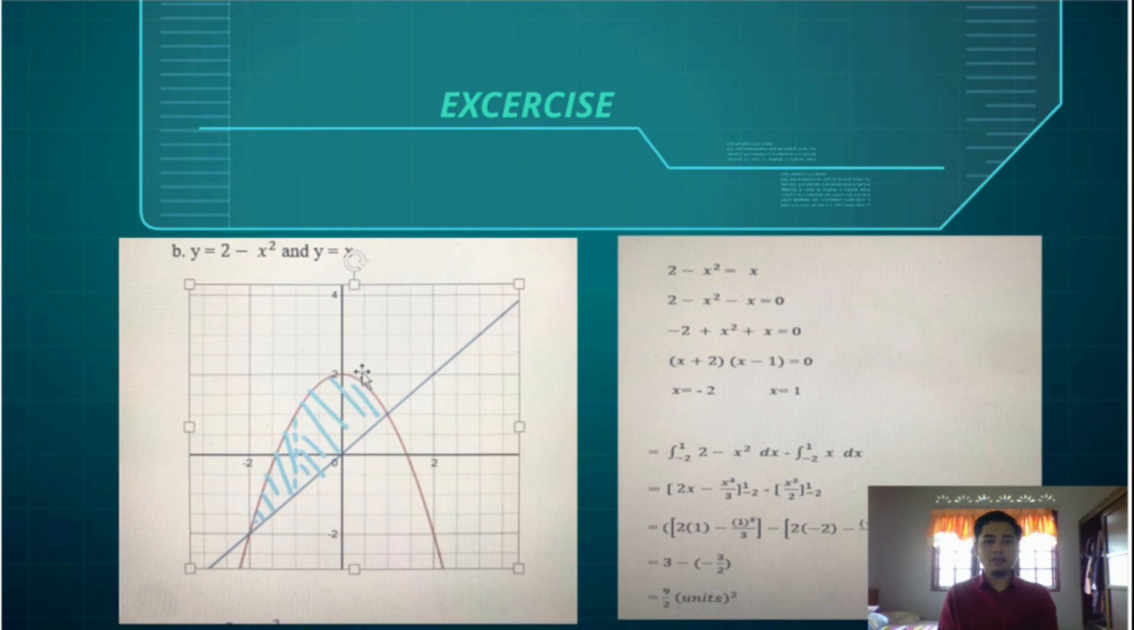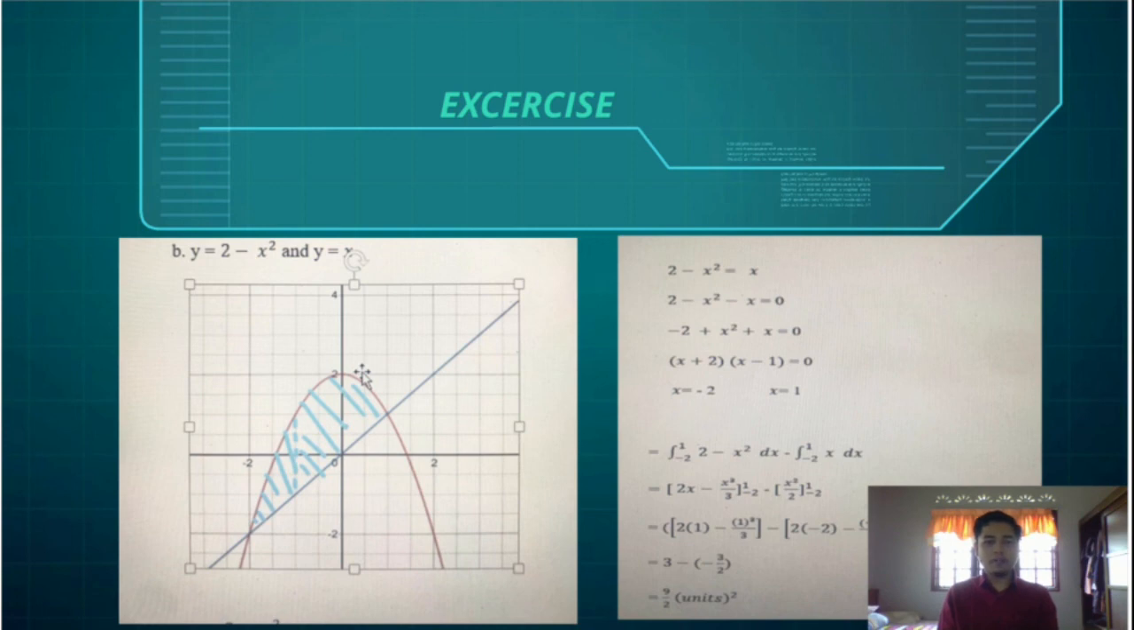You must remember that to factorize, the highest power of x must be positive. So change all the signs and you will get x squared plus x minus 2 equals 0. Then factorize, you will get x plus 2 multiplied with x minus 1. And you will get x equals negative 2 and x equals 1. So sketch the graph and shade the area from negative 2 until 1.